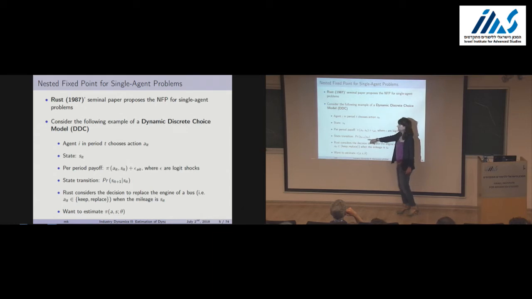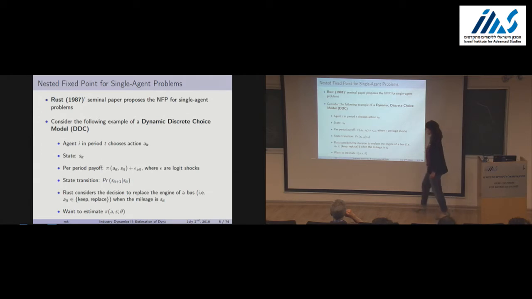So the state in this case is the mileage of the bus. As the bus gets more and more used, you will be more and more likely to replace the engine to avoid very bad mechanical problems. Probabilistically, the state evolves according to today's state and today's action. So in Rust's case, you have a binary choice. You either keep the engine or you replace it, and S is the mileage of the bus.